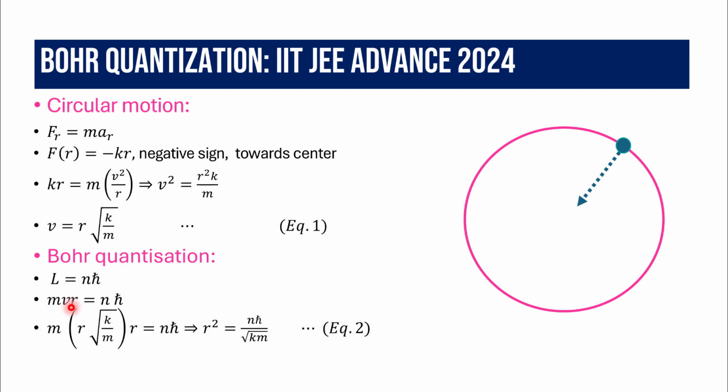Now we can plug in the value of v. If you remember, we have calculated this v, so let us plug this value of v here, and then this r is here, and this is equal to n h bar.